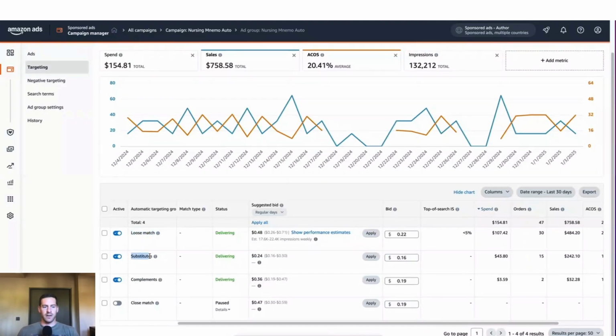These are products that could be substitutes for my product. And these are products that could be complementary to my product. So whenever a customer is looking at those types of products, my book will be shown underneath as an ad.